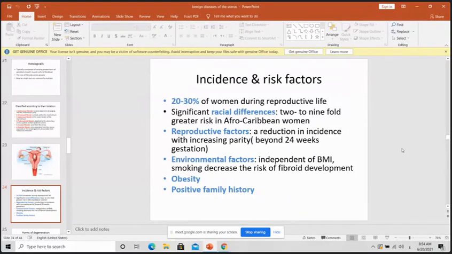معناته شنو؟ Who have no previous delivery or no previous pregnancy. Parity, احنا نقول معناته those above, طبعا تعرفون above the age of 24 week gestation, يعني قبل ال 24 اسبوع هذا نعتبره miscarriage, مو para. فاذا with increasing parity, يعني increasing deliveries and pregnancies above the age of 24, there will be a reduction in the risk of fibroid development.